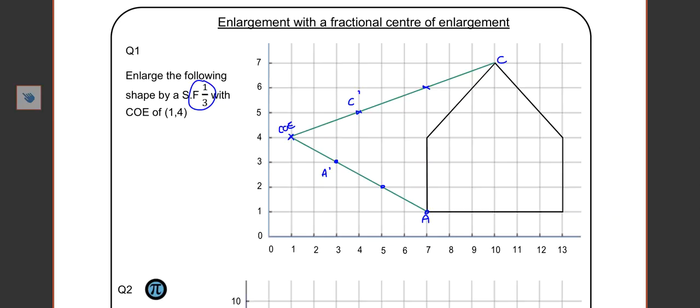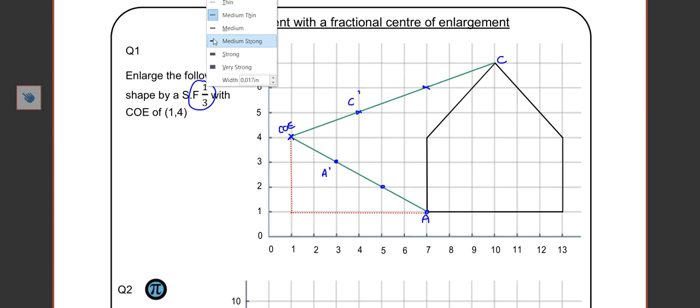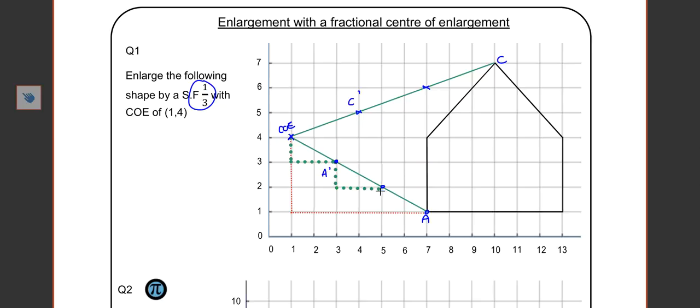Now I can do it like that, or, if you bear with me, I can say back to A. So instead of down 3 across 6, I can do 1/3 of it instead. So I can just do down 1 across 2. So I can do it that way if I like. And I can check, look, if that's right, if I do the opposite, it should be 3 lots of that, which it just happens to be. Okay? So however you want to do it. I am going as well.